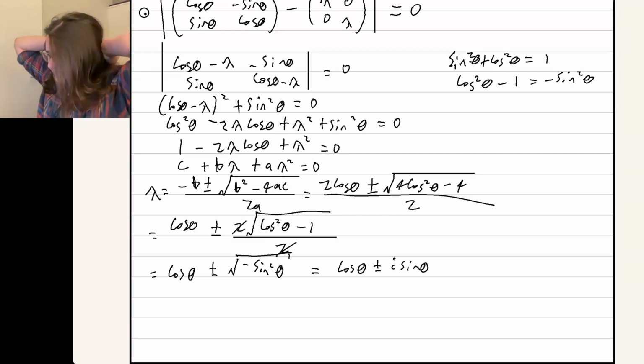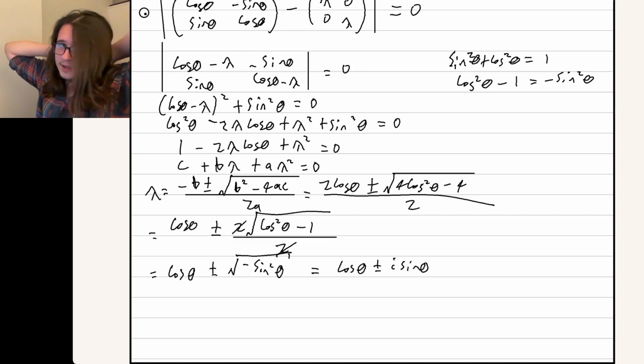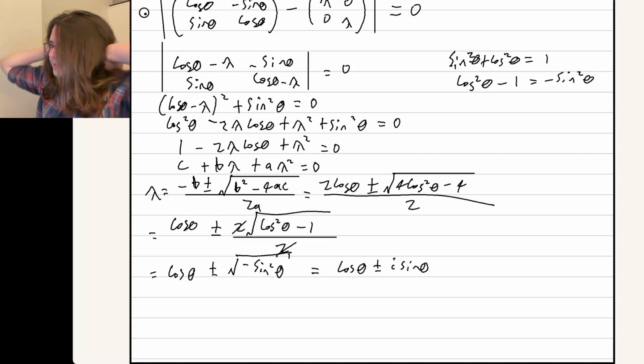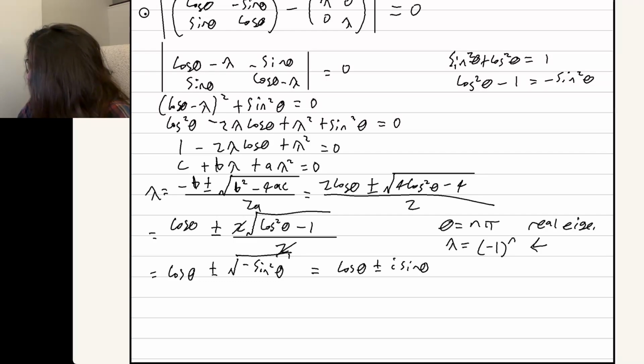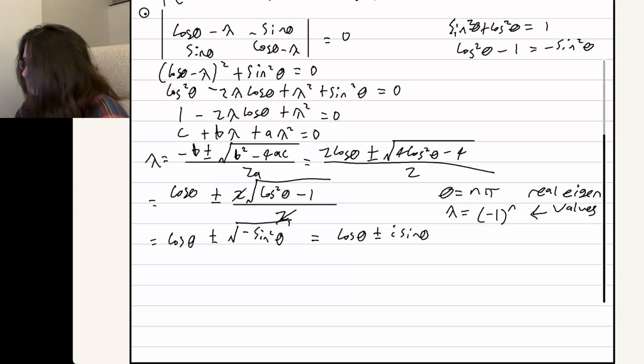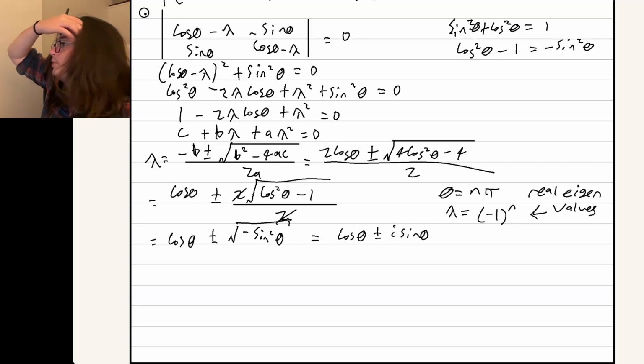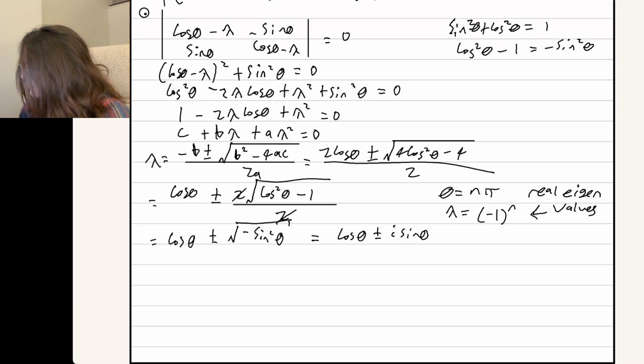This is only real if sine theta is 0, right? So if you set theta equal to n pi, then your eigenvalues just turn into cosine of n pi, which is minus 1 to the n. These are the only real eigenvalues, though. So we actually have to solve the problem with arbitrary theta, and so all the other ones will be treated pretty much as complex eigenvalues.